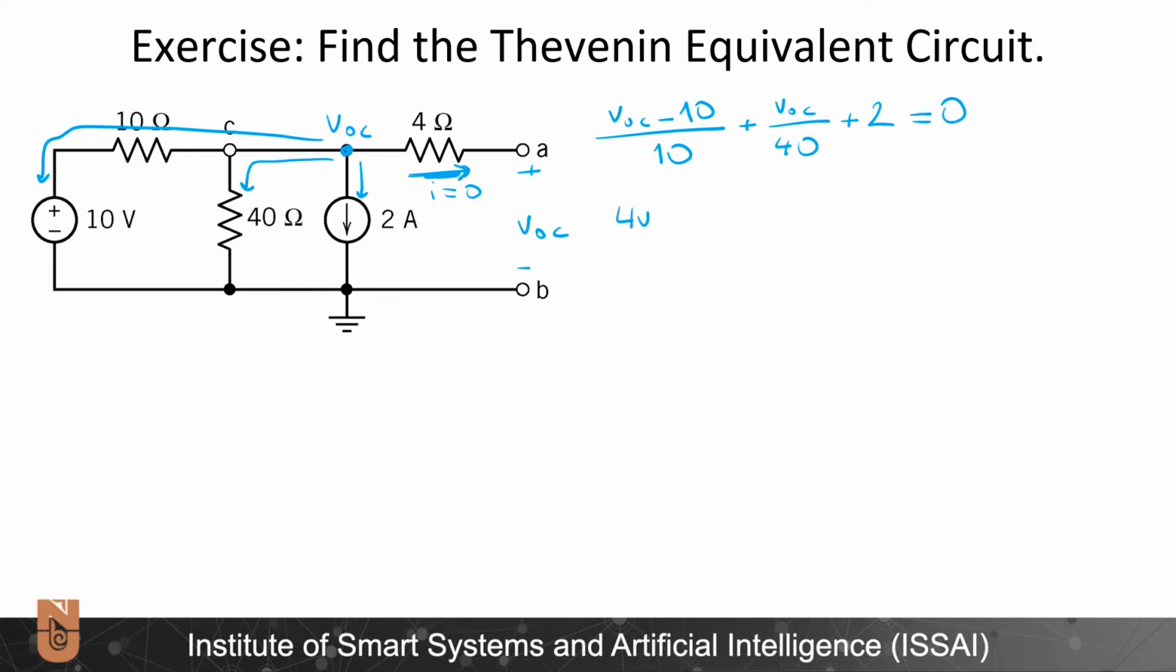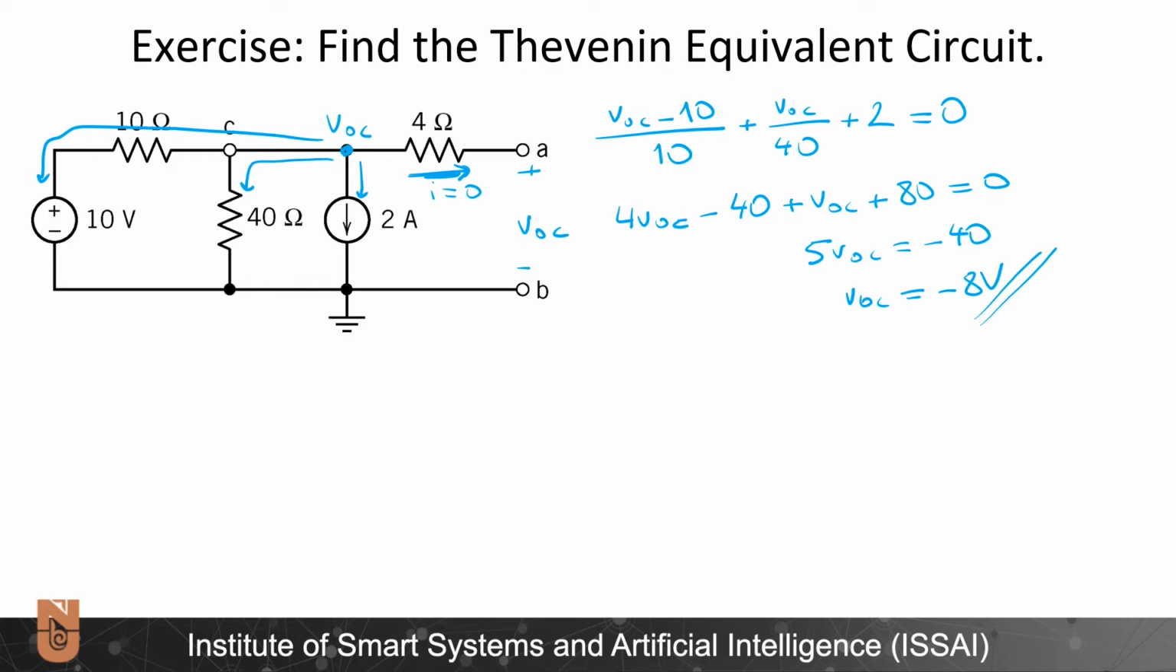So from here I can write V open circuit minus 40 plus V open circuit plus 80 is equal to 0. So from here I get 5 V open circuit is equal to minus 40, and V open circuit is equal to minus 8 volts. So firstly I found the open circuit voltage of the circuit, and the Thevenin open circuit voltage is a negative voltage. Yes, this can happen.